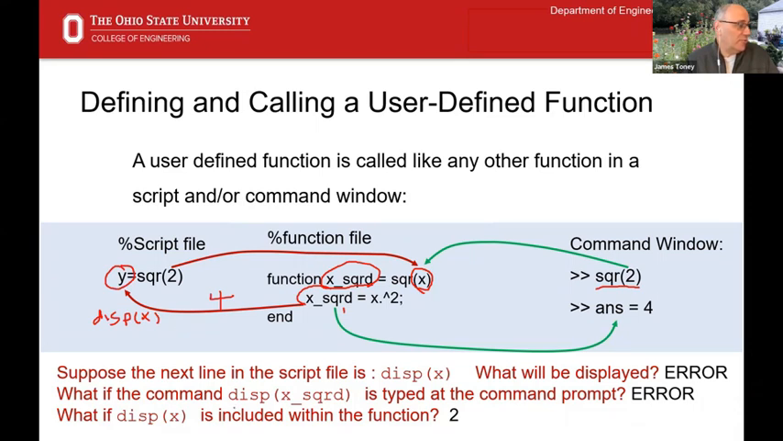And similarly, if we try to do a disp of x_sqrd, we'll get an error because we're not inside the function anymore. Those variables don't even exist anymore. Now, on the other hand, if we put a disp x inside the function, then we'll see the value of x, which is 2. So as long as that function is running, those variables are defined. As soon as the function is done, they're erased.